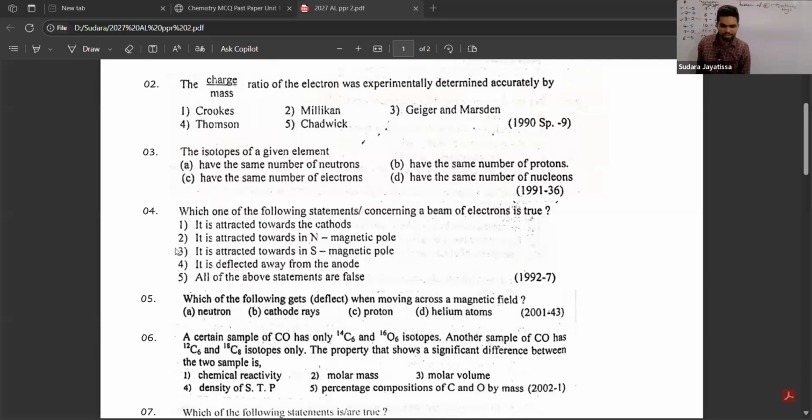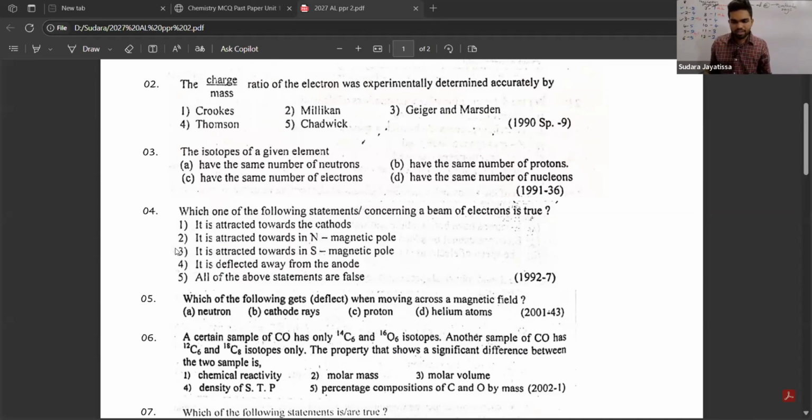So regarding the beam of electrons, they are asking the correct statement. So you can see none of them are true, no? Isn't it? So the answer for the fourth question we took as the answer 5. It's very important that we have to write why those other 4 statements are wrong.